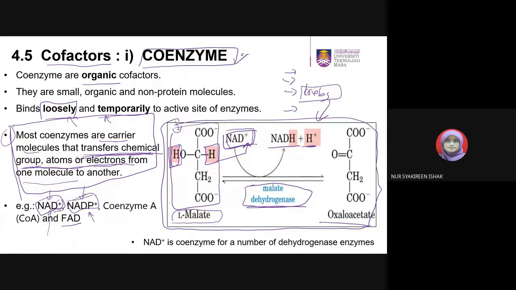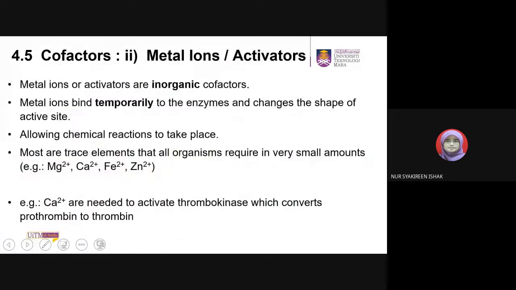Okay, same goes for NADP+. It has a similar role as NAD+, but NADP+ is the coenzyme of enzymes involved in the reactions of photosynthesis. FAD is the coenzyme in reactions involving cellular respiration. So these are the cofactors, the coenzymes of their respective enzymes, to catalyze certain specific reactions.